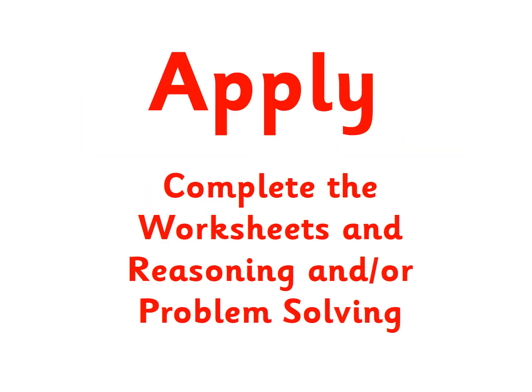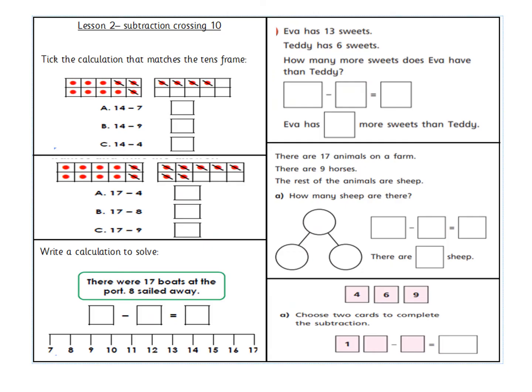Right, okay, so now you can have a go at your worksheets and your problem solving and reasoning. So, I'll just give you a few tips of how to complete your worksheets. So in the first ones, you need to find the calculation that matches the tens frame. So you've got 3 options, and what does the picture represent? And then you tick in the box the calculation that matches. And again with the next question. Then after that you have a problem, and you need to fill in your number sentence and find the difference between the numbers. There's a number line on there to help you if you need it.